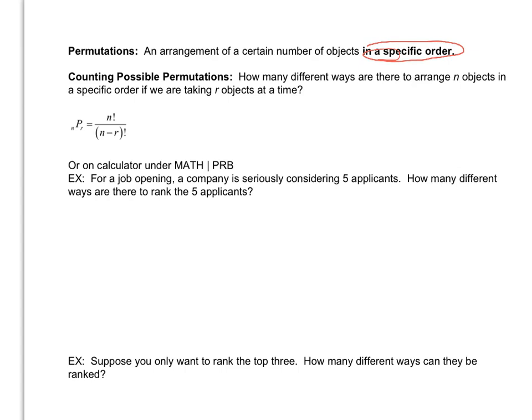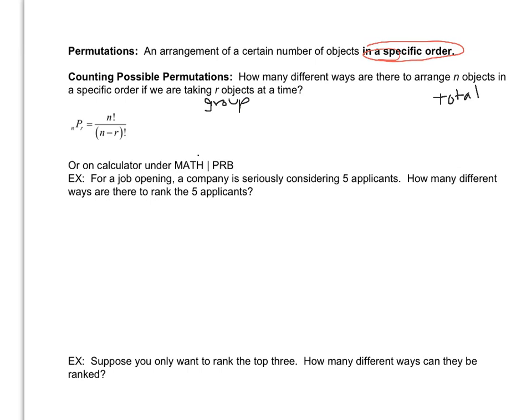So the permutations formula is pretty simple, and it basically talks about how many different ways there are to arrange n objects in a specific order if we're taking r objects at a time. So there is a total of n objects, and then we're taking a group of r of them. The formula: n permuted r equals n factorial over n minus r factorial.